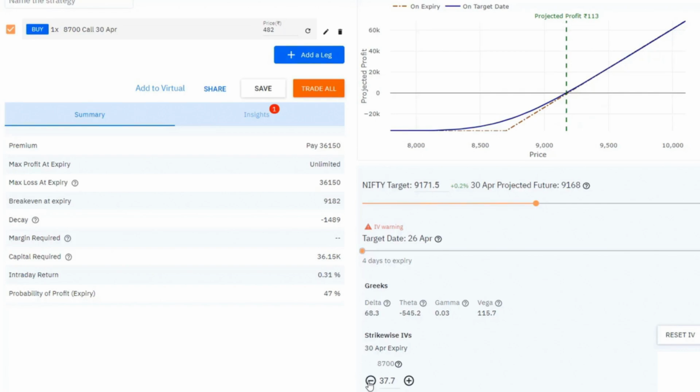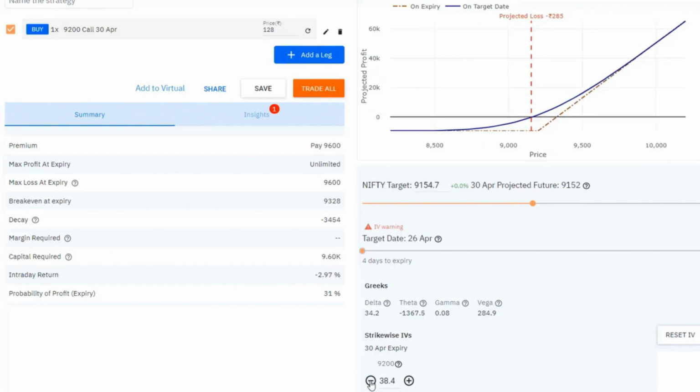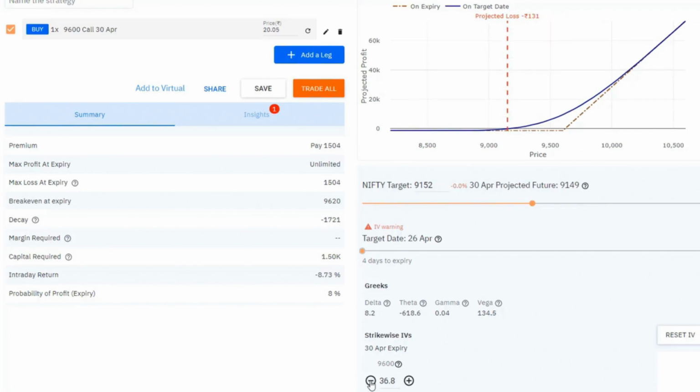So ITM low Vega, you don't have to worry about IV much. ATM 2.5 times as much. OTM, yep, 1 point change in IV is quite a bit. I mean, not so much, 134, but not as much as ATM.